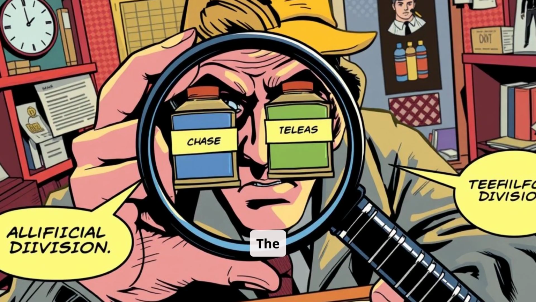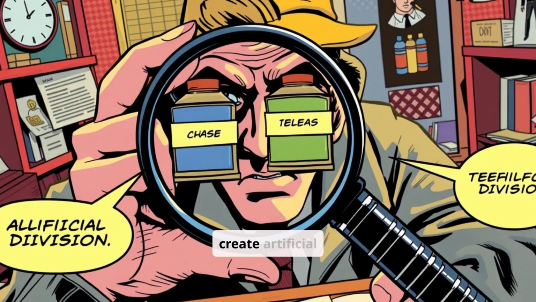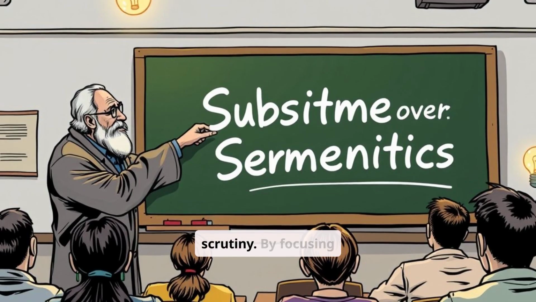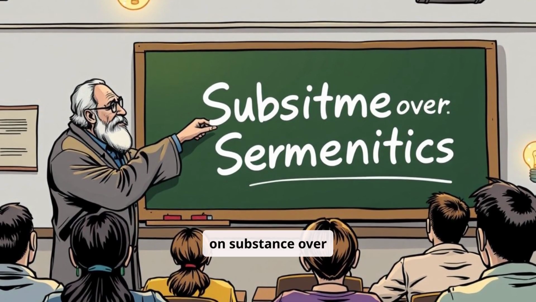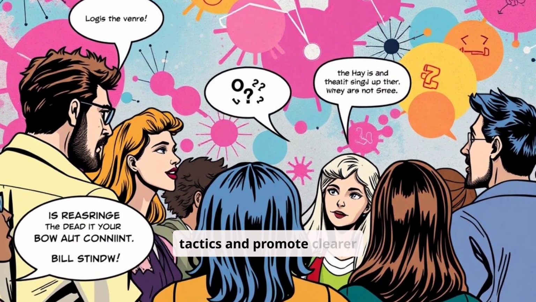Conclusion: the distinction without a difference fallacy uses language to create artificial divisions or justifications that don't hold up under scrutiny. By focusing on substance over semantics, we can avoid being misled by these rhetorical tactics and promote clearer reasoning.